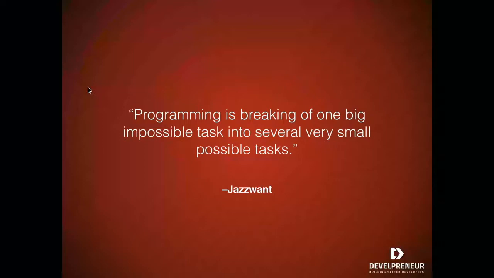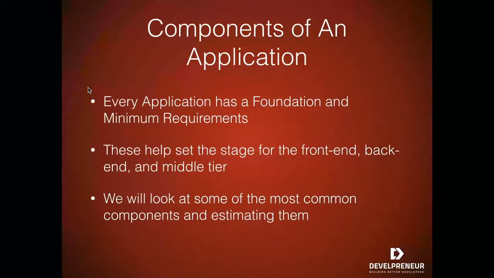So the best way to handle that, and this is really important when you're talking about estimating, is to find a way to take that big thing and break it into something that's a little more manageable. One of the ways we can do this is to talk about the components of an application. When you think about applications, particularly if you've built more than one or two, whether it's a desktop application or web application or mobile application, there are certain components that are going to be part of an application.